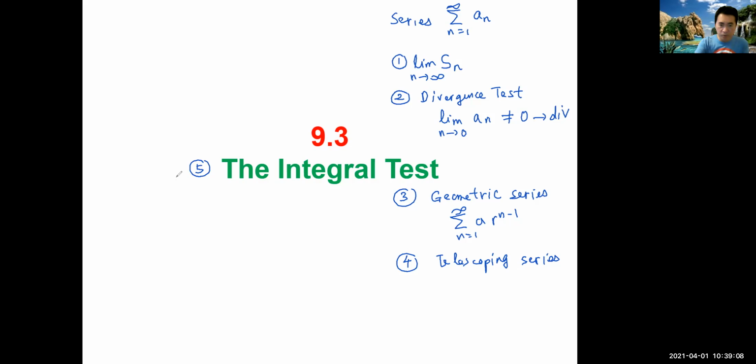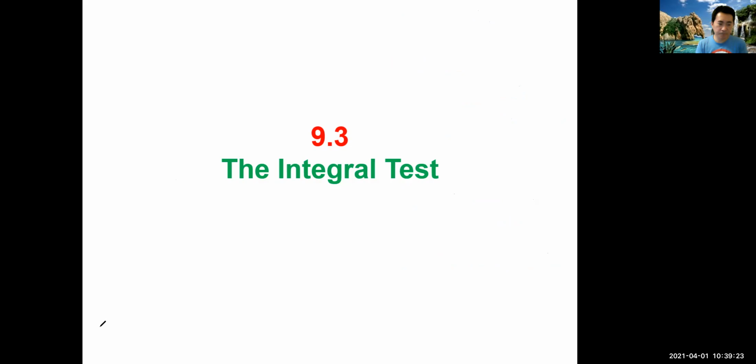Throughout this chapter, we'll develop more and more tests, and then you can identify which one to apply to determine whether a series converges or diverges. Okay. Now let's get into the integral test.